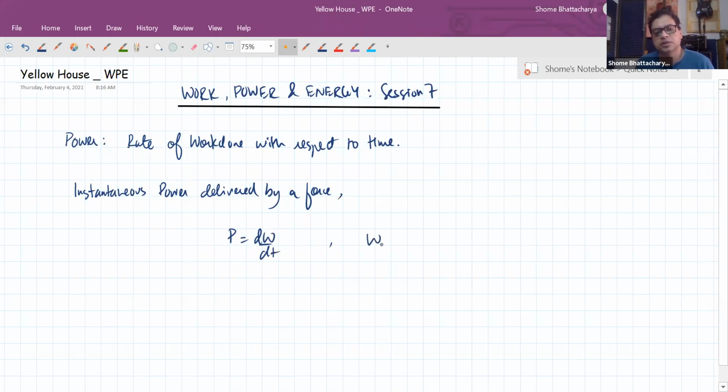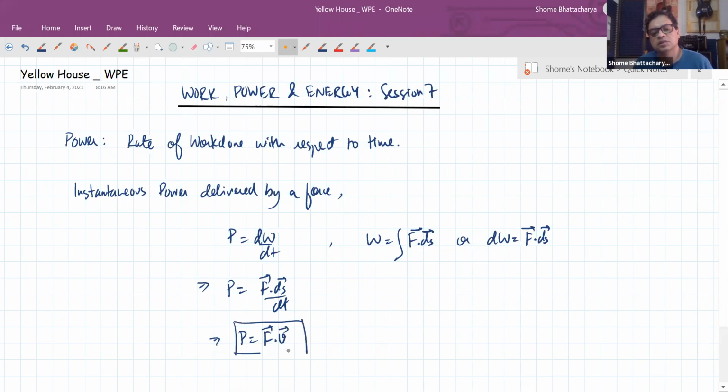Now we know that the work done by that force is integration F dot ds in general, or in a small time dt, the work done is equal to F dot ds. Okay, so power can also be defined as F dot ds by dt, which becomes F dot v.